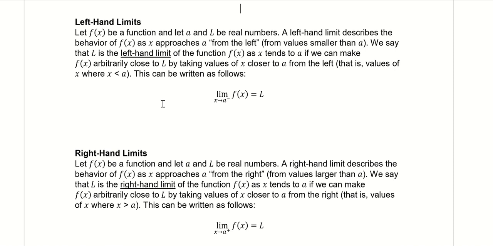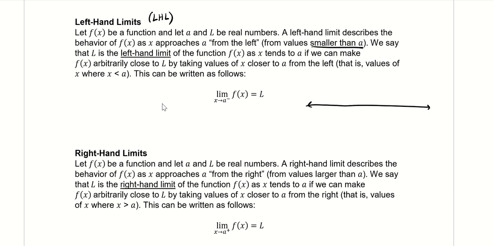So let's give those two things a little bit more formal definitions. Left-handed limits, which I usually abbreviate LHL because it's much faster to write. A left-hand limit describes the behavior of a function as x approaches a from the left, or from values smaller than a. The definition is the same in terms of that formal definition of the limit. It's just now we're talking about a specific side or specific direction of approach.